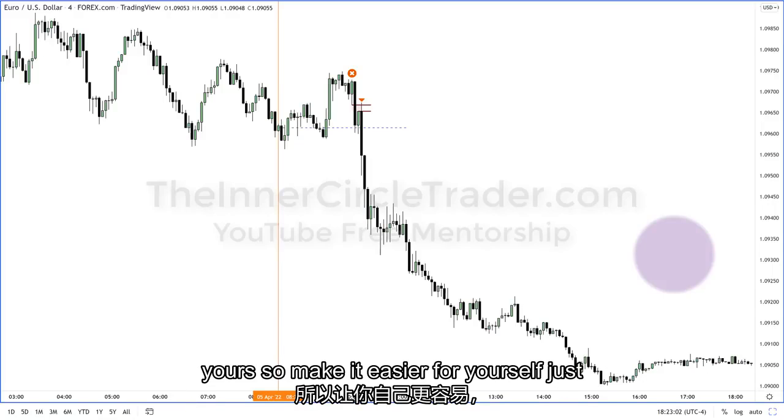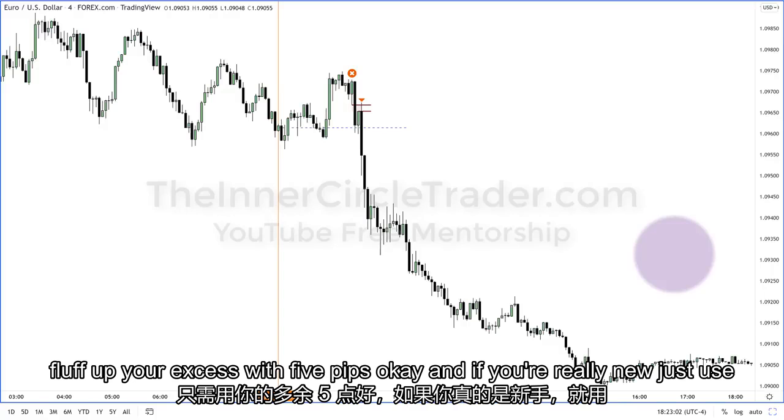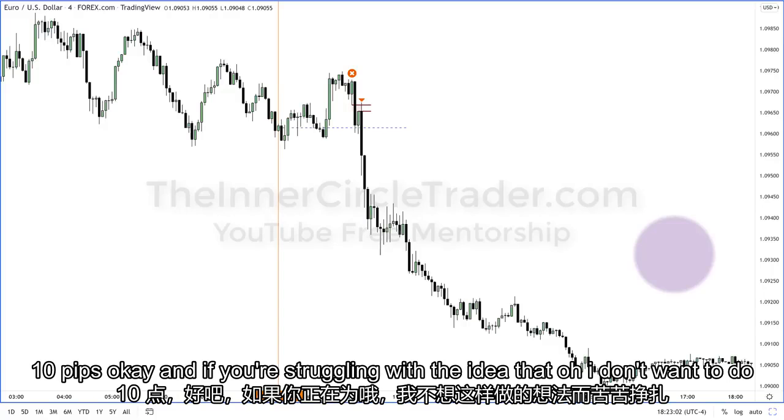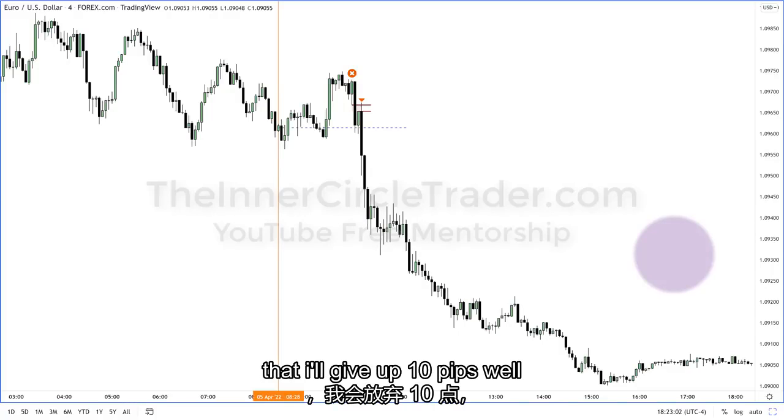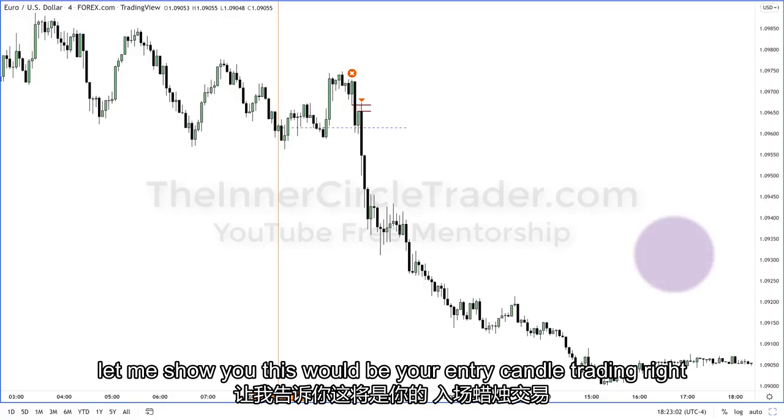So make it easier for yourself. Just fluff up your exits with 5 pips. Okay. And if you're really new, just use 10 pips. Okay. And if you're struggling with the idea that, "Oh, I don't want to do that, I'll give up 10 pips," well, let me show you this.